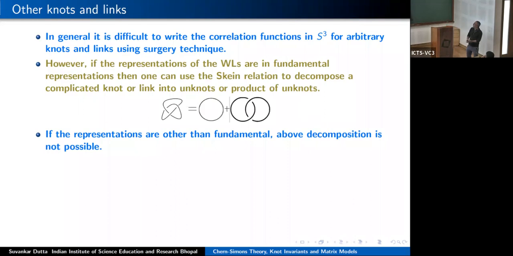Although it is difficult to get this kind of knot using the surgery technique, you can use the skein relation to write down the invariant for this kind of knot also, because using the surgery technique, you know the partition function for the unknot and the Hopf link. But as I said, this is possible when the representations associated with the knot are in the fundamental representation.